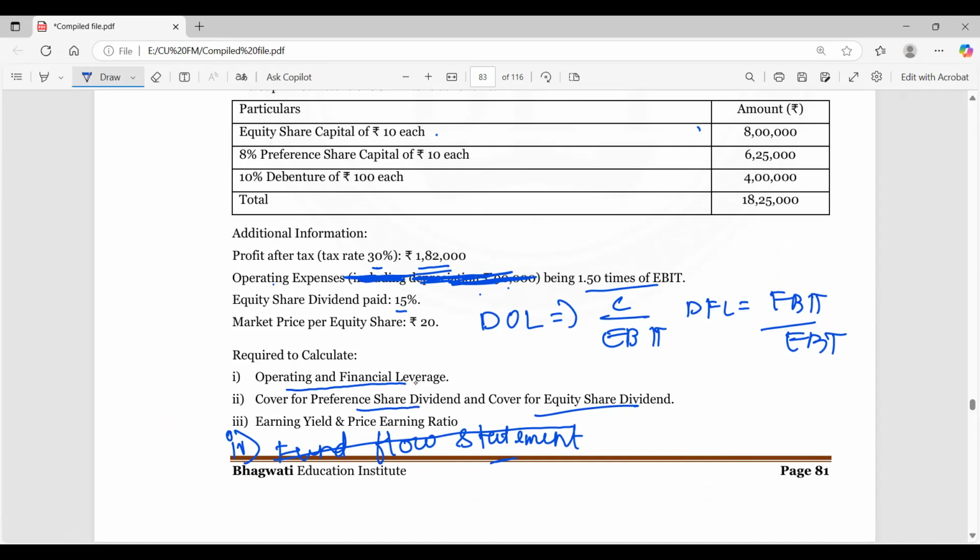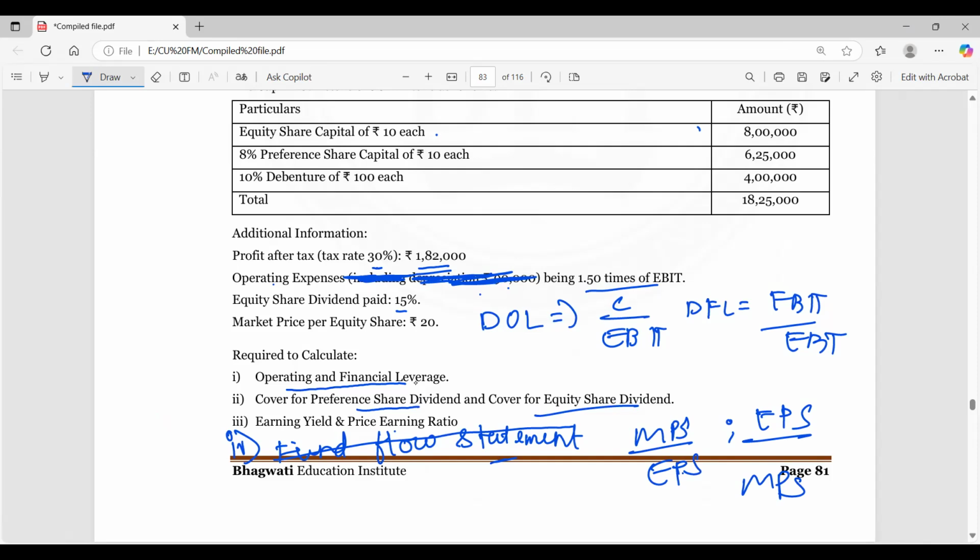Next requirement is to calculate earnings yield and price to earnings ratio. What is the price to earnings ratio formula? MPS by EPS. Earnings yield formula? Just the reciprocal, EPS by MPS. That's all. EPS by MPS is earnings yield. MPS by EPS is price to earnings ratio.